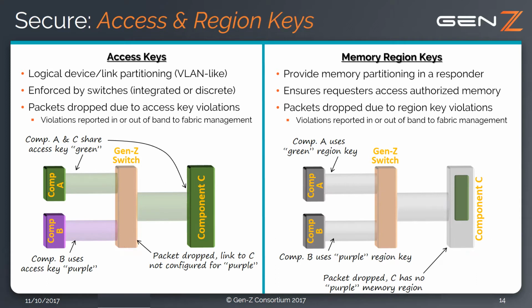Component C drops the packet from component B, adds the access violation entry into the audit log, and issues a security event to fabric management because the keys do not match.